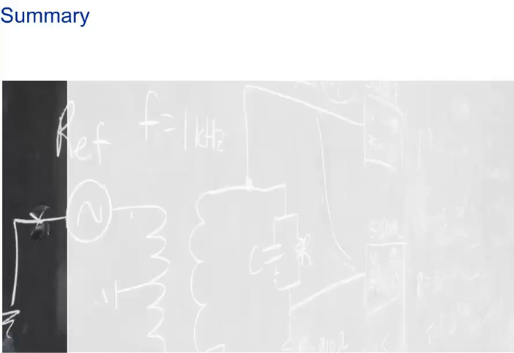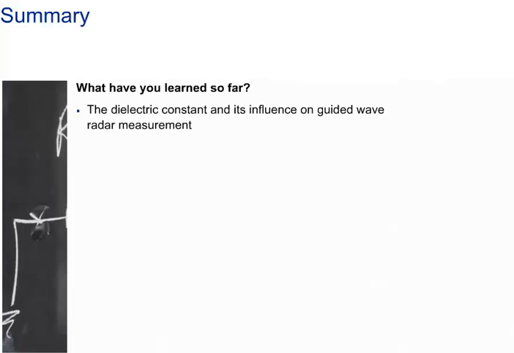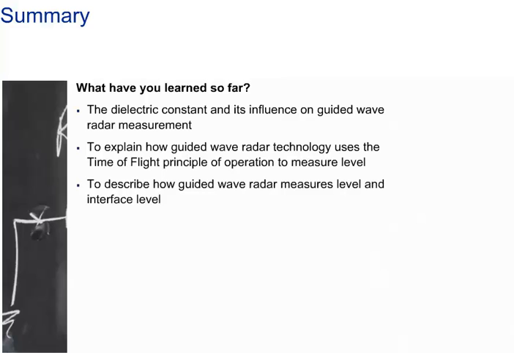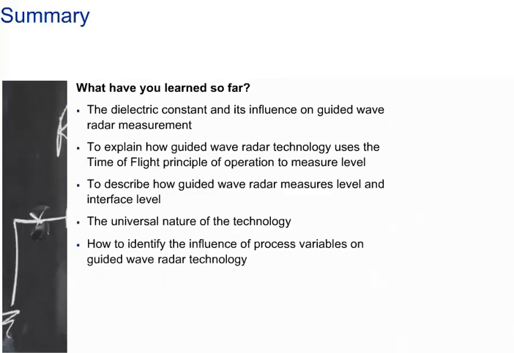Now let's summarize this learning module. So, what have you learned so far? You've understood the dielectric constant and its influence on guided wave radar measurement. You can explain how the guided wave radar technology uses the time of flight principle of operation to measure level. You can describe how guided wave radar measures level and interface level. You've understood the universal nature of the technology, and you can identify the influence of process variables on guided wave radar technology.